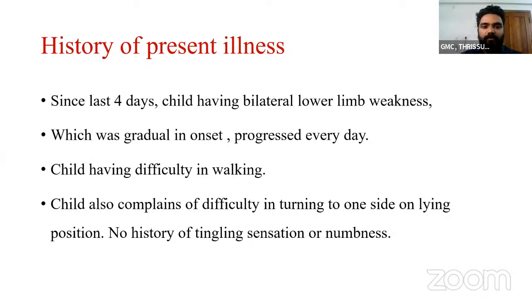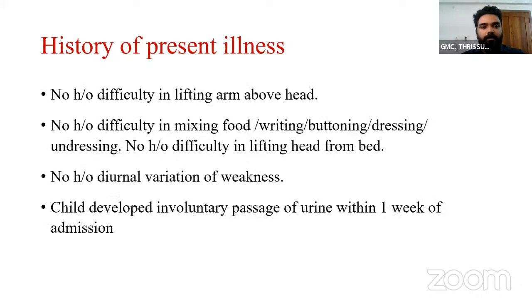Since the last 4 days, the child has been having bilateral lower limb weakness, gradual in onset and progressing every day. He has difficulty in walking, and also complains of difficulty in turning to one side on lying position. No history of any tingling sensation or numbness. No difficulty in lifting arm above head, no difficulty in mixing food, writing, buttoning or dressing, no difficulty in lifting head from the bed, and no diurnal variation of the weakness. Child also developed involuntary passage of urine within 1 week of admission.